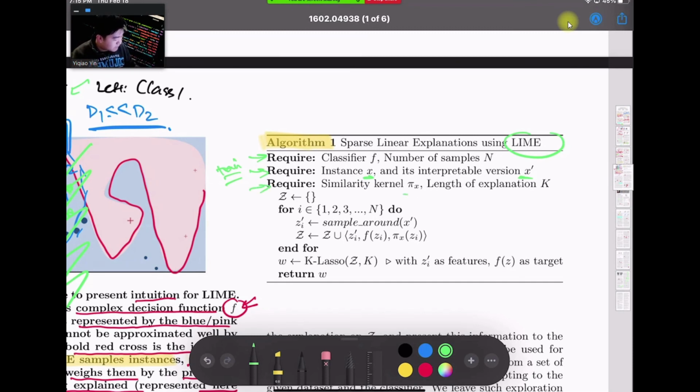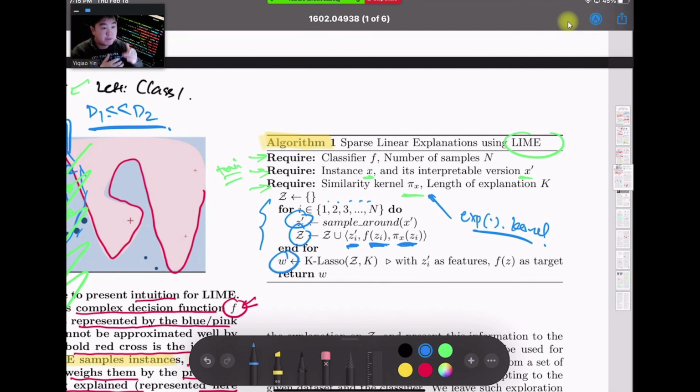And then the third thing you require is this kernel function, right? Remember we talked about the exponential kernel function. Here we're going to say this is the exponential kernel function. And altogether, you run through this algorithm. Each step, you go through each of the instances and you sample around the target instance that you like, and then you collect this z. This is the model, this is the kernel, and z is the sampled instances around the target instance.